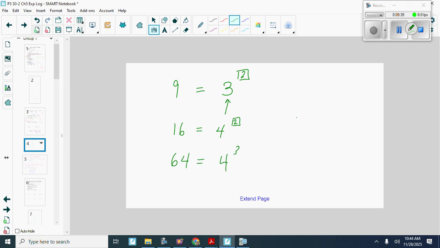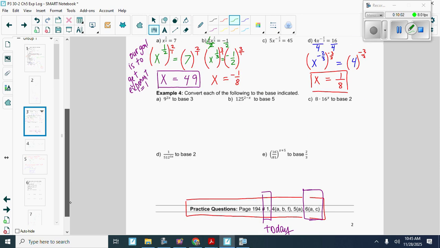Some of them, like if I gave you 125 and I asked you to change that to base 5, what would the exponent be? It is 3. You were working your way down until I gave you the nod. So that's what we're doing here on these questions.